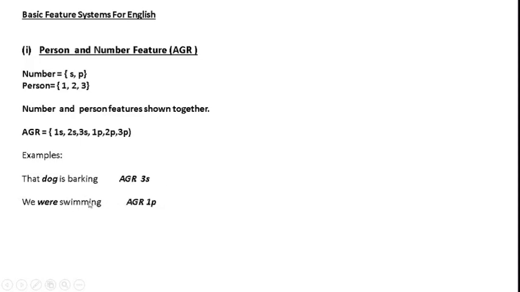Then "we were swimming." Here the speaker is talking about himself and somebody else to a listener, so it means that it is a first person talk. And here the description is about a group of people, so it is plural, so the AGR feature here is 1p.